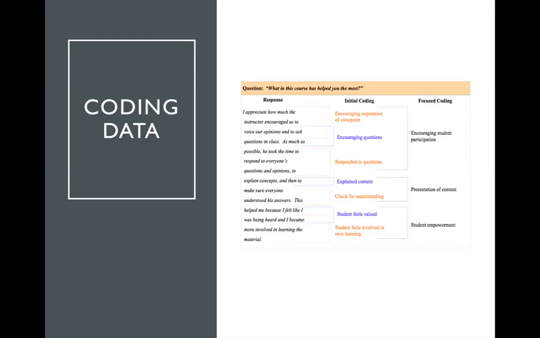In the initial coding, these are the things that came out: encouraging expression of viewpoint, encouraging questions, responded to questions, explained content, checked for understanding, student feels valued, student feels involved in own learning. And then in the focused coding, it becomes encouraging student participation, presentation of content, and student empowerment. So see how from single lines you can in fact draw responses, themes, along clearly identified dimensions. That's a very, very simple response, only three sentences, but you can imagine the beauty of the codes that came out also.